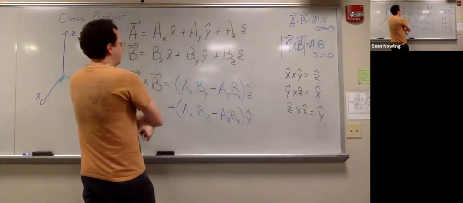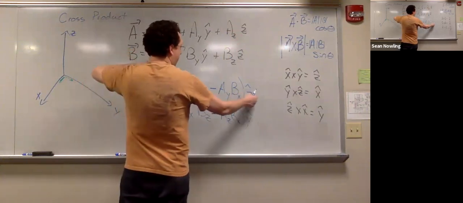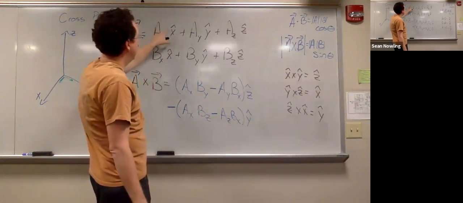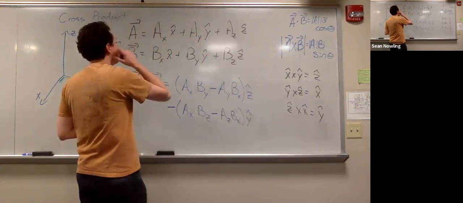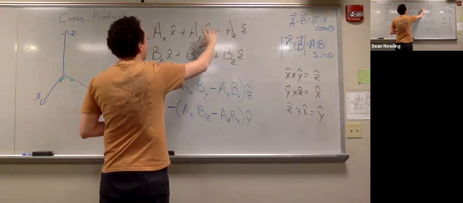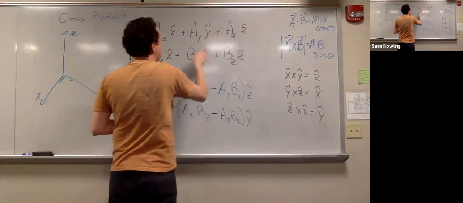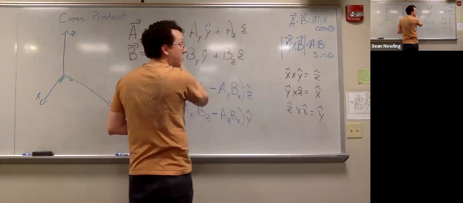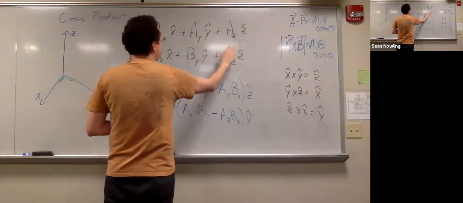And then let's work out the last little bit here. The part that's going to be proportional to x is what you get when you multiply ay and bz, and then az and by. So ay times bz gives me y times z. That's positive x. So I get ax times bz.